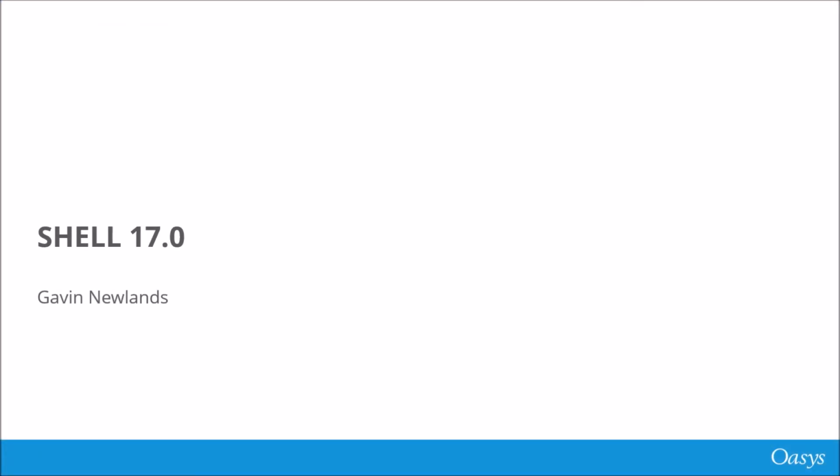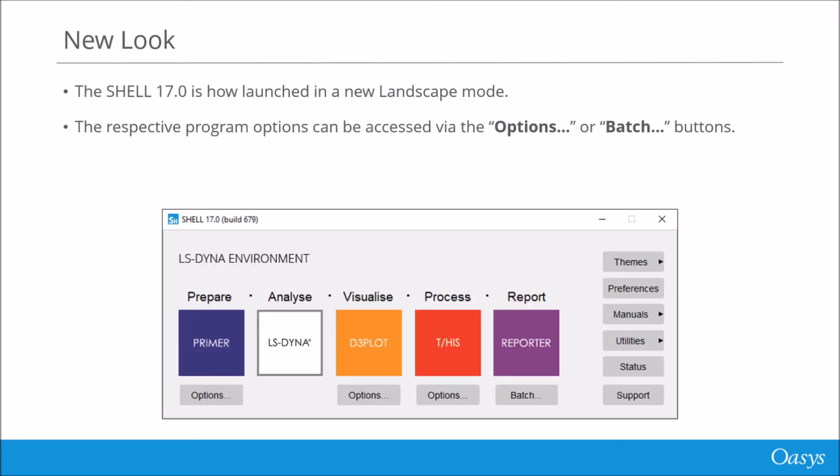So now I'm going to talk to you about some of the new features we've added into the Oasys shell for version 17. First of all, the new look. As with the rest of the programs in the Oasys suite, the shell has also been refreshed and has a new UI. As you can see, it now has a landscape mode.